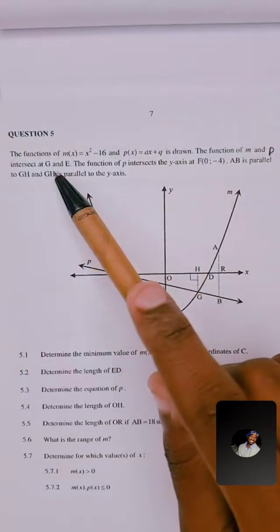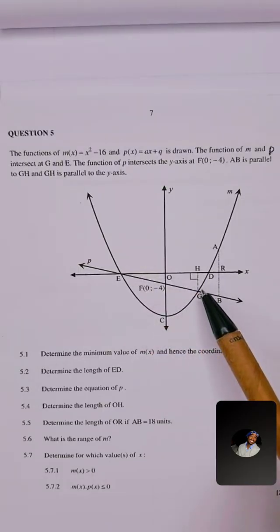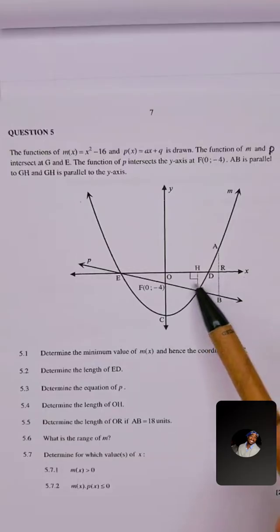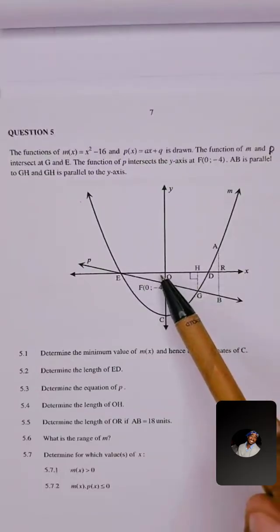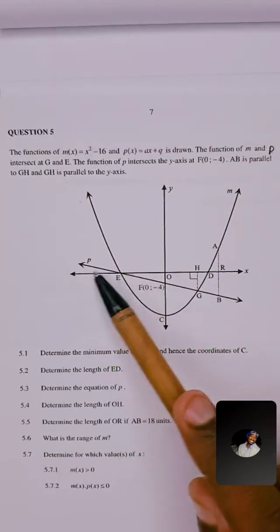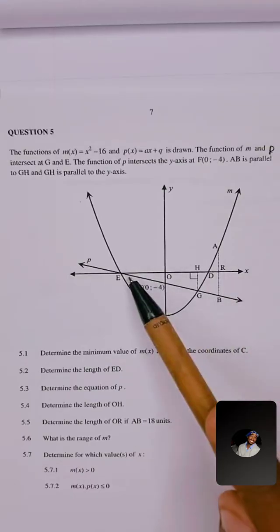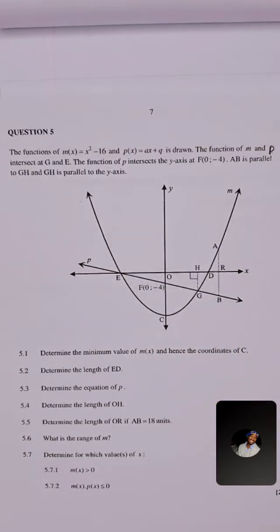So the functions M and P intersect at G and E, ne? So G, we can see there is G, and we can see there is E. Our G is in the fourth quadrant. We can already anticipate the kind of coordinates we are going to have here, because in the fourth quadrant, X is positive, whereas Y is negative. E lies on the X-axis. There are things that we know about the X-axis, and so that will help prepare us to know the coordinates in the future. Right?